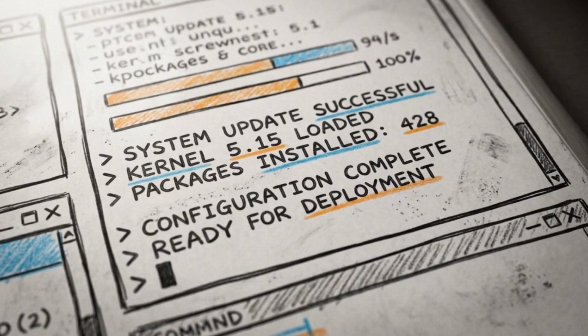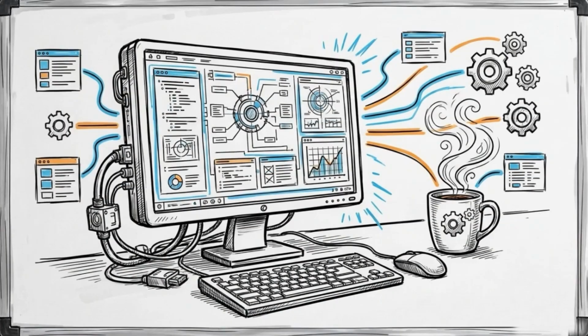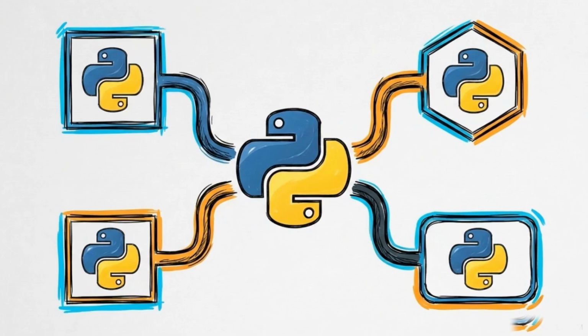Type git version and FFmpeg version. Seeing the numbers confirms the system recognizes both tools. With those commands returning successfully, we have established the underlying system needed to pull raw code from GitHub and manipulate media files. Instead of installing a single version of Python, we will install Miniconda.